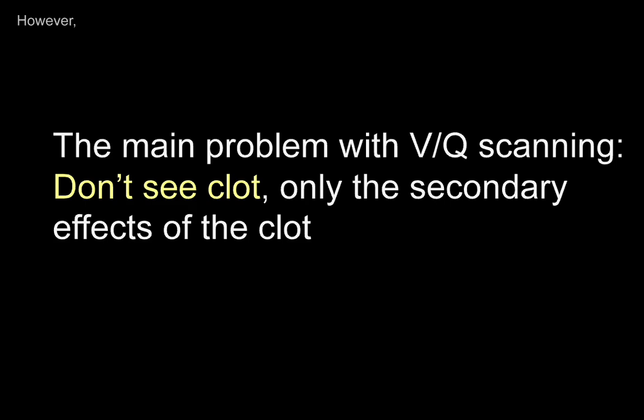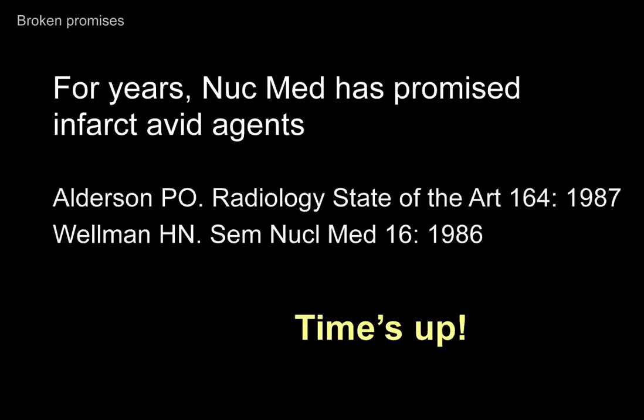The main problem with VQ scanning is that the test does not primarily visualize the clot, only the secondary effects of the clot. Historically, all tests that rely on secondary signs, such as hypotonic duodenography for pancreatic masses, have been abandoned as soon as a test modality became available that could depict the primary pathology. Nuclear medicine physicians have been unsuccessful in developing an infarct-avid agent.